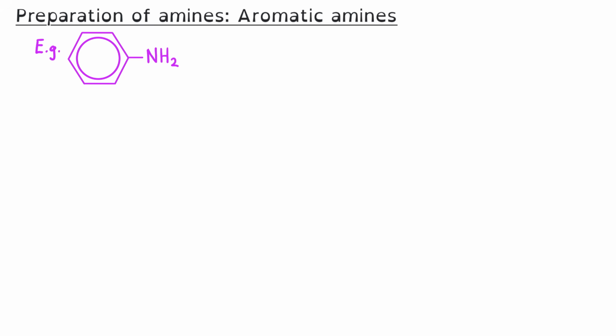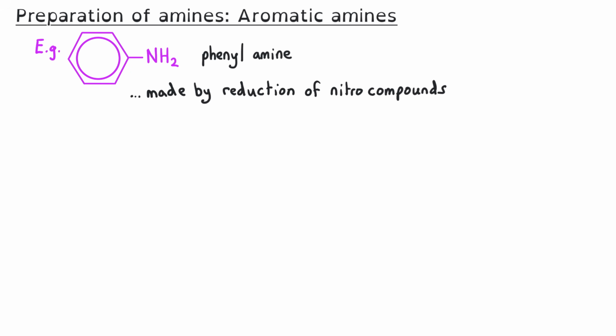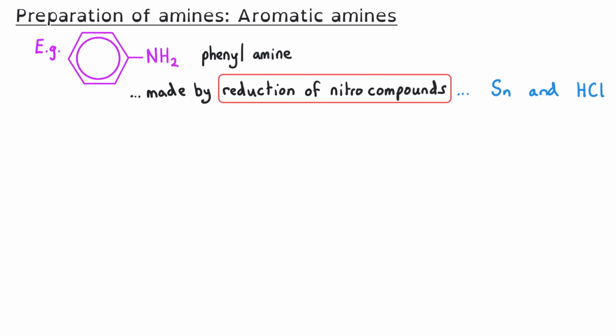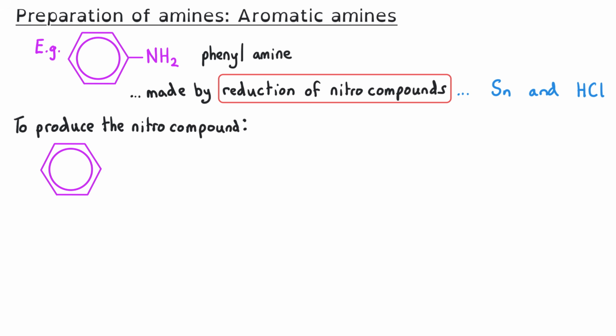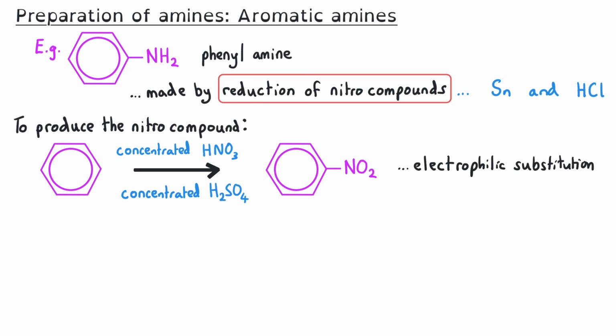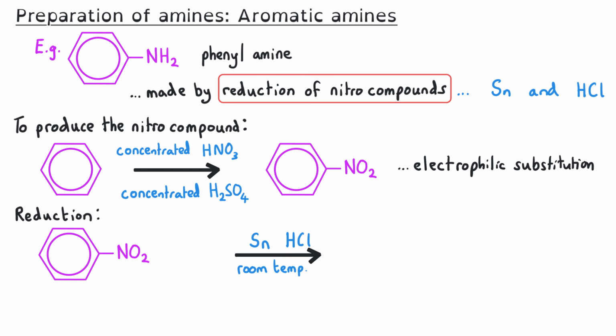Amines can be synthesized in a variety of different ways depending on which class of amine you're trying to make. Aromatic amines, such as phenylamine, can be prepared by the reduction of nitro compounds using a tin catalyst and hydrochloric acid. To make the nitro compound, you would first react an arene, such as benzene, with concentrated nitric acid and a concentrated sulfuric acid catalyst. And this would produce nitrobenzene in an electrophilic substitution reaction. Then, to reduce the nitrobenzene, you'd add the tin and the hydrochloric acid.